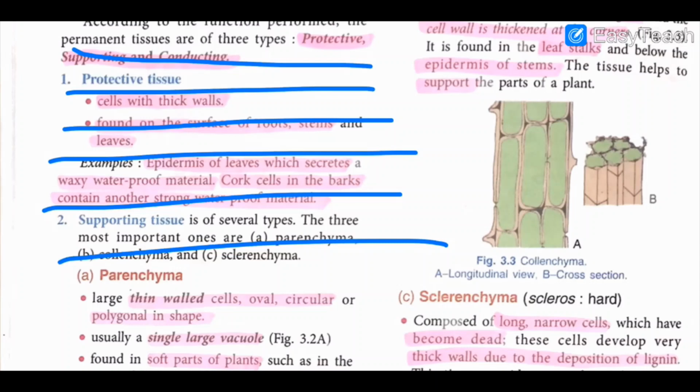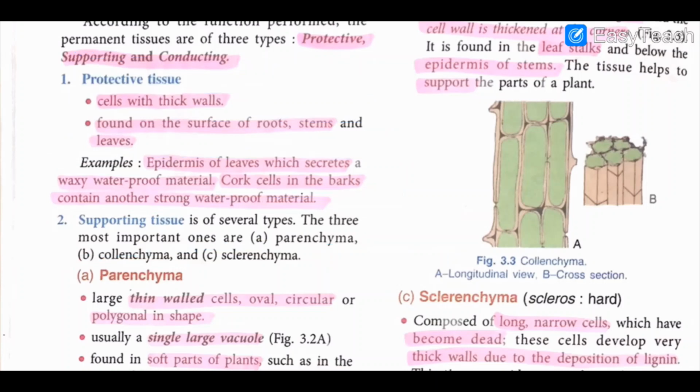Some examples of protective tissues are the epidermis of leaves, which secretes a waxy waterproof material, and cork cells in the bark, which contain another strong waterproof material. Alright, so this was the protective tissue. Now let's move on to the second type, that's the supportive tissue. Supportive tissue is of several types. The three most important ones are parenchyma, collenchyma, and sclerenchyma.